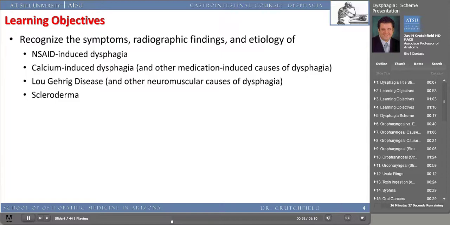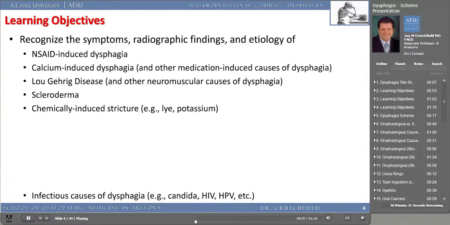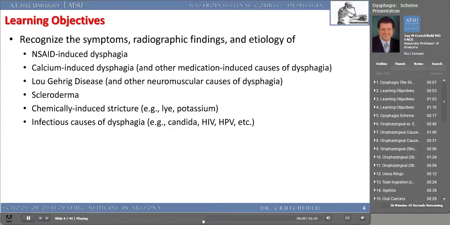Chemically induced strictures as a result of lye ingestion can cause long-standing morbidity, and infectious causes of dysphagia include Chagas disease, HIV, Candida, or even HPV. Odynophagia, i.e. painful swallowing, will be touched on, and we'll look at some unusual substernal causes of dysphagia, such as a thyroid goiter or a thymoma.